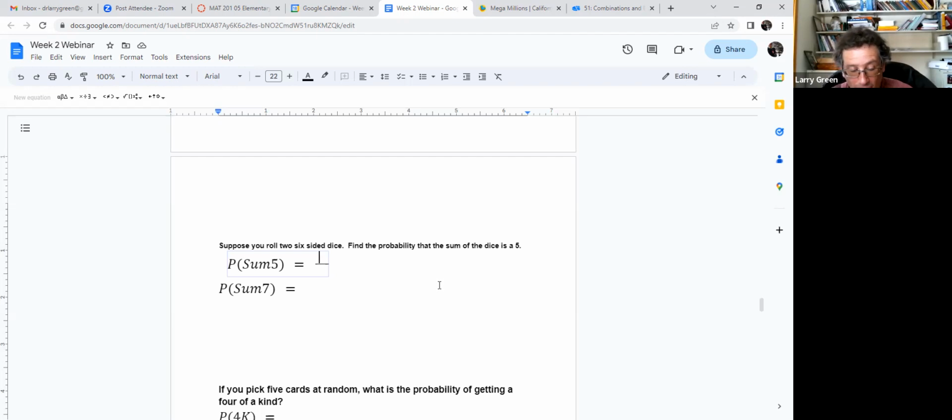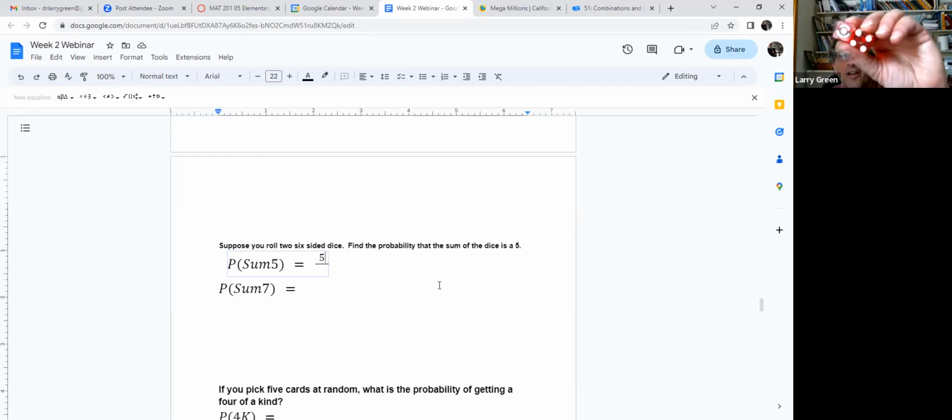The first could be a 4, and the second could be a 1. Now I'm at 4. If the first is a 5, it can't be a sum of 5. That's it. There's 4 different ways of getting a sum of 5. Any questions on that?